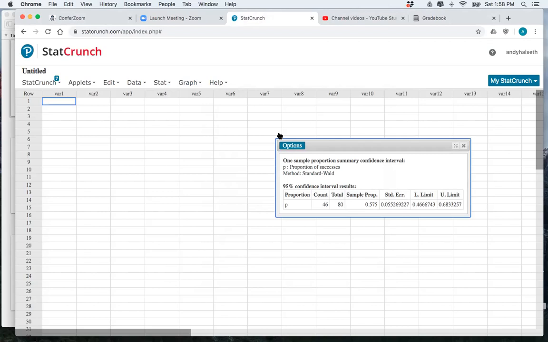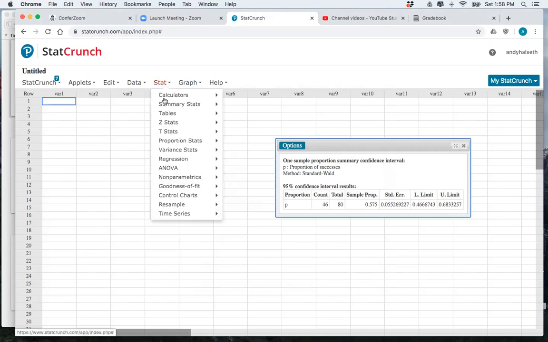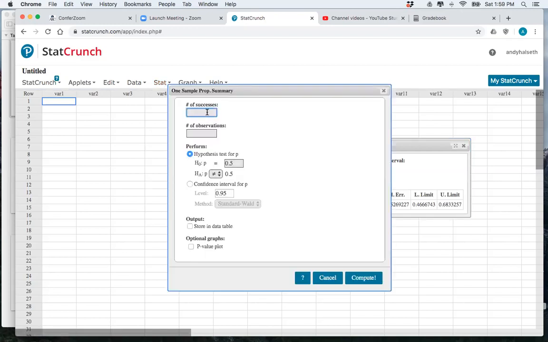Okay, let's try the other one. Stat, Proportion Stats, One Sample with Summary. Number of successes on that one, 1,422. Number of observations, 3206. Level of confidence on that one, what we did was 99, didn't we? And then compute.